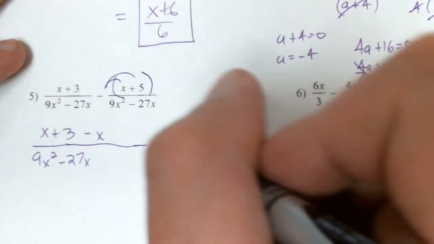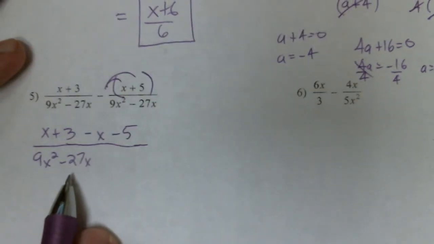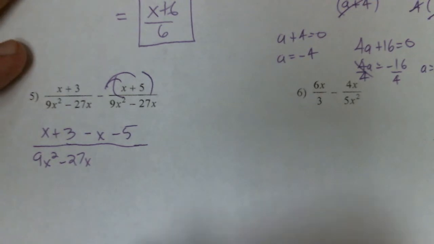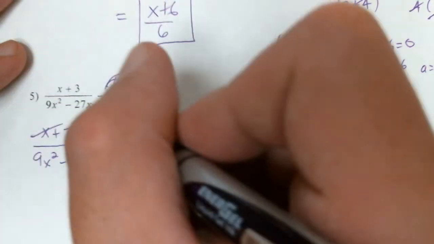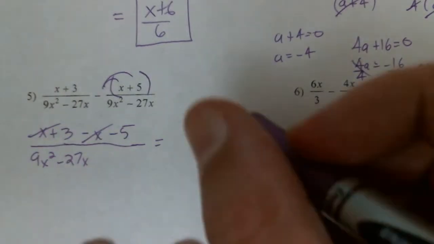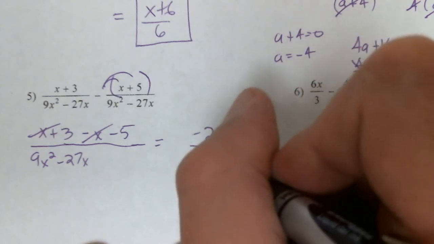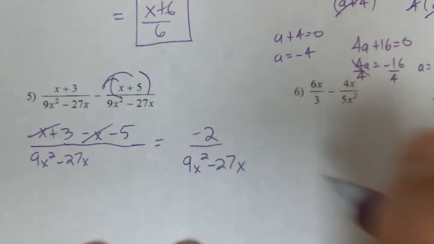Distribute there and there. Okay, so that's going to become a minus x, and that's going to become a minus 5. And all of that is over my common denominator of 9x squared minus 27x. Okay, so on top, the x minus x cancels, and I'm going to be left with 3 minus 5, which is negative 2, over my common denominator of 9x squared minus 27x.